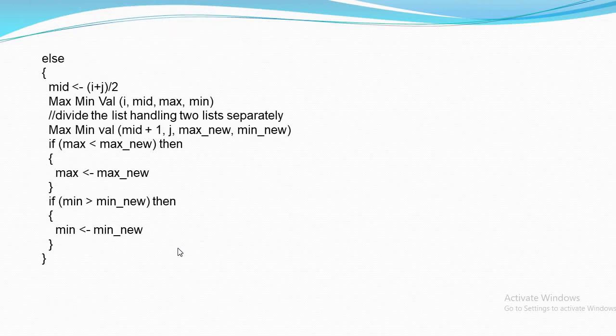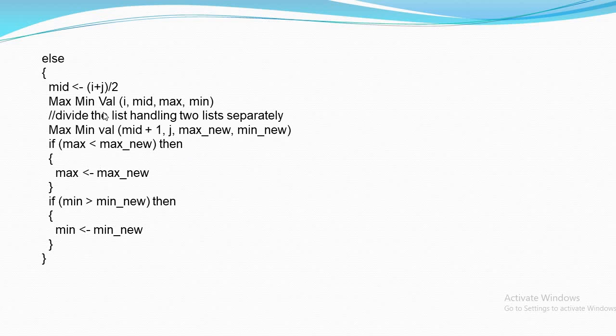Finally we divide the elements. We are going to find the middle of the elements. So divide the list, handling the two lists separately. We compute mid as low plus high divided by 2. Then this is the function MaxMin with i, mid, max and min. We get the index values, the first part, the middle value, then the maximum and minimum values. This is the first list and this is the second list. For the first list we call i, mid, max, min. For the second list we call mid plus 1, j, max1 and min1.